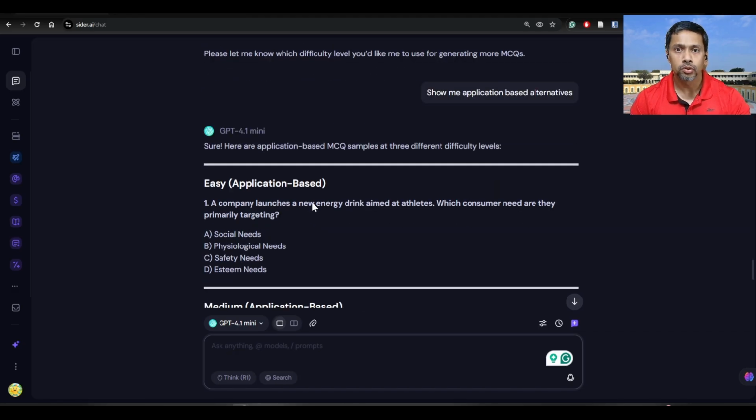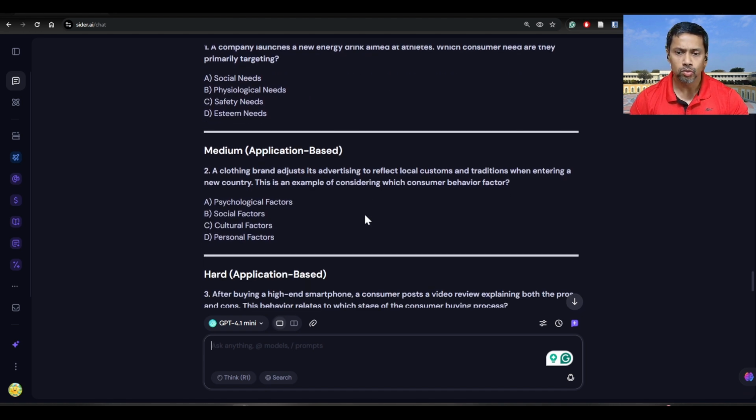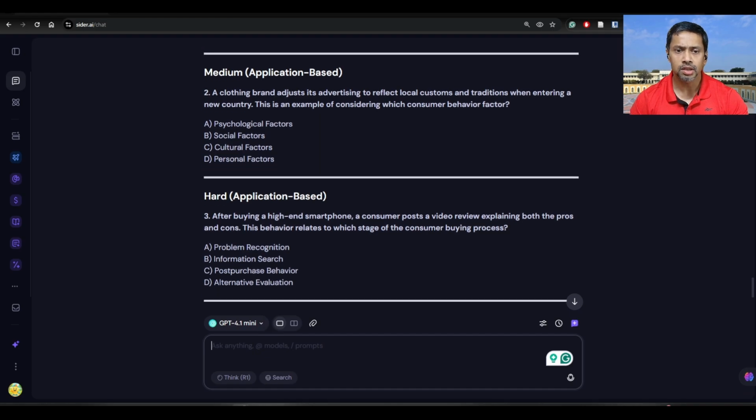So now it will give me application based questions also. The previous one was looking more theoretical. Now this has become more application based, but still with three difficulty levels. The easy one is: a company launches a new energy drink aimed at athletes, which consumer behavior are they primarily targeting? Then followed by a medium, that's a two-liner, and the hard application based one: after buying a high-end smartphone, a consumer posts a video explaining both pros and cons.